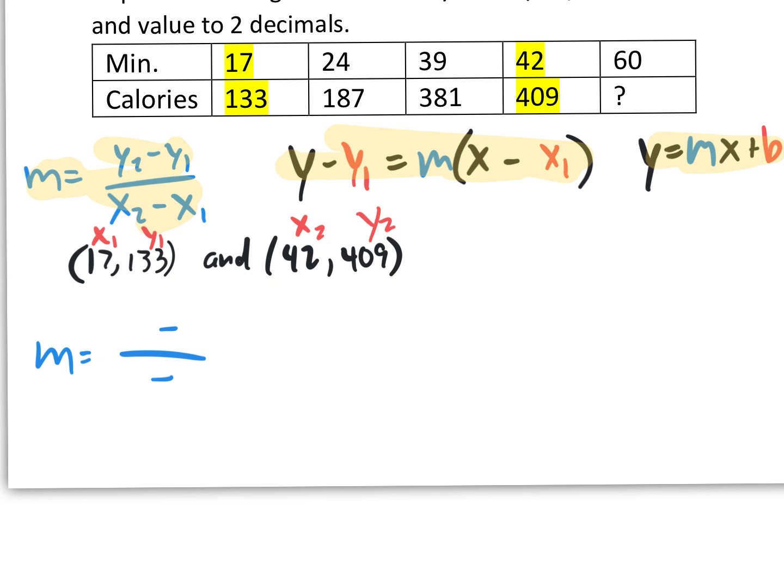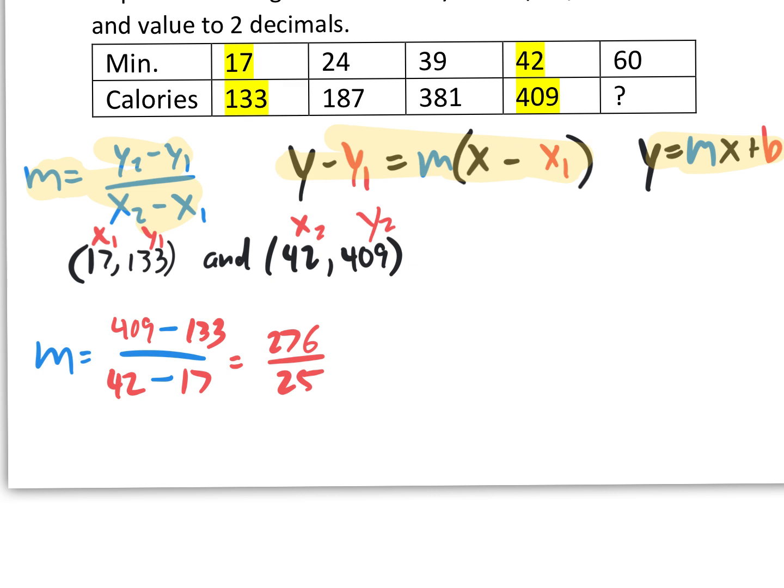So I want to plug in y2, which is 409, y1, which is 133, x2, which is 42, and x1, which is 17. And I am definitely going to use a calculator. It's 409, take away 133, that is 276. So we have 276 over 42, take away 17, is 25.